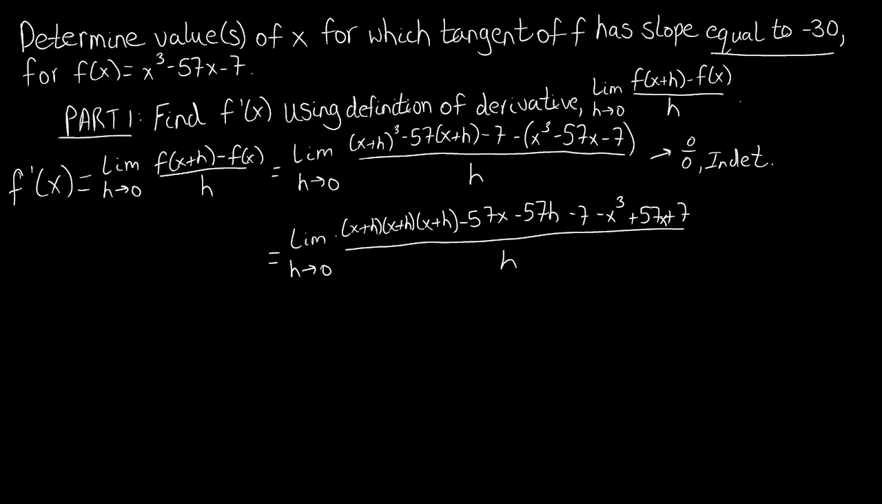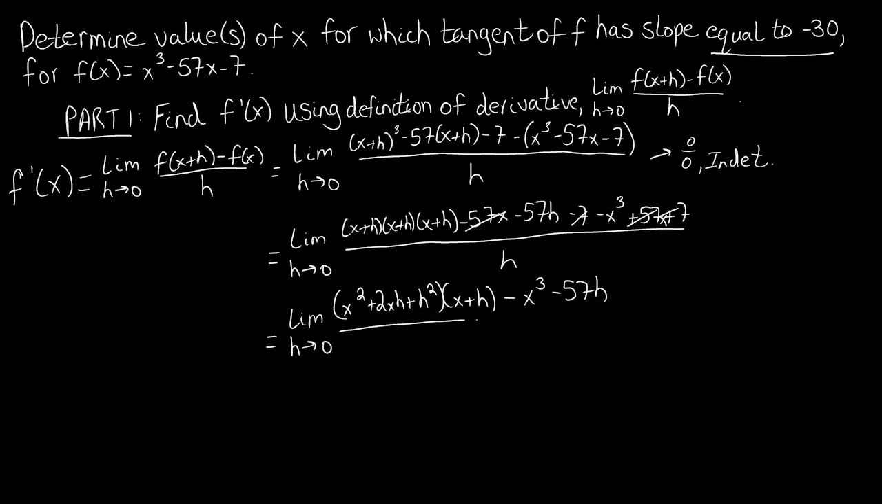And even before we do this multiplication of these three binomials here, I see that minus 57x plus 57x goes to 0, minus 7 and plus 7 goes to 0 in the numerator. So all we're left with are these two terms right here. So now let's take care of multiplying out these three binomials here and see what we're left with. So again, we still have limit as h approaches 0. The first binomial multiplication will become x squared plus 2xh plus h squared. And again, we're still having to multiply this times x plus h. So then again, we still have minus x cubed minus 57h in the numerator after we cancel out all those other terms. And this is still going to be over h.